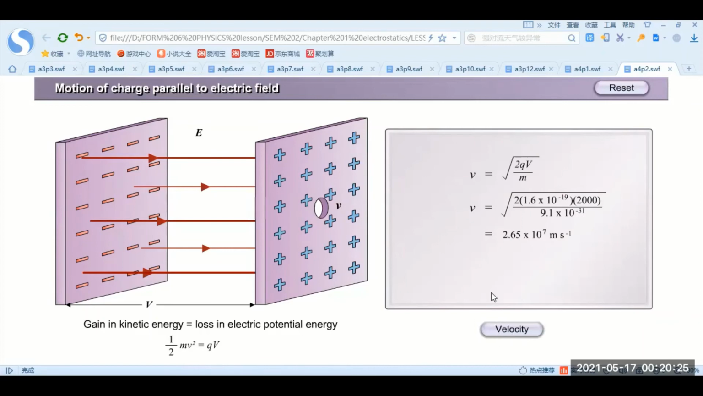So when an electron moves, that means a charge moves. So we calculate 2 times 1.6 times 10 to the power negative 19 times 2000, divided by 9.1 times 10 to the power negative 31. We get 2.65 times 10 to the power 7 m/s. That will be the speed of the electron in the electric field.